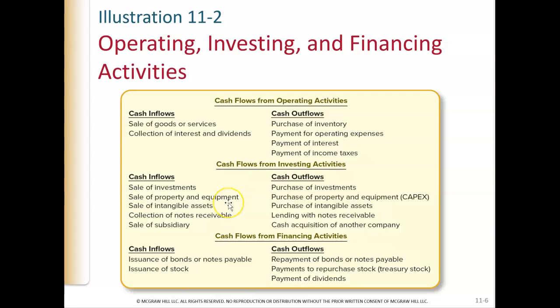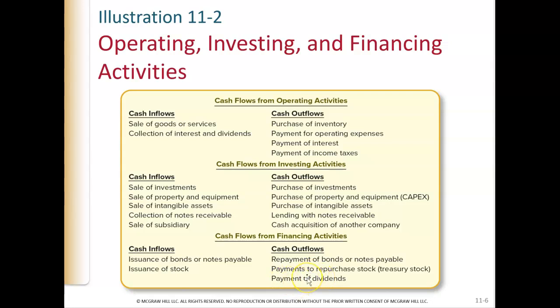assets that they involve. So now when we go over to the other side, to long-term liabilities and shareholders' equity, these are financing activities, and we got cash inflows from the issuance of bonds or notes, issuance of stock, and cash outflows repaying a bond or a note. Payments to repurchase stock, so treasury stock purchases are in here, and then payment of dividends.